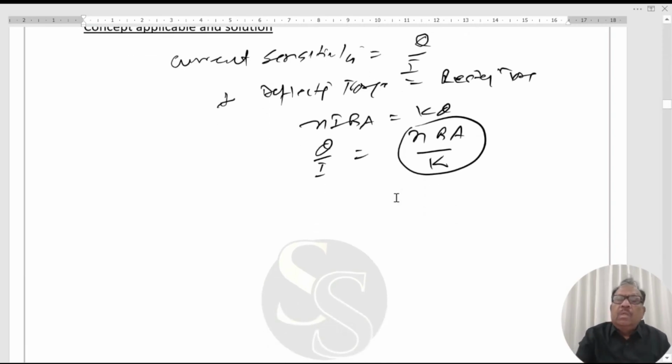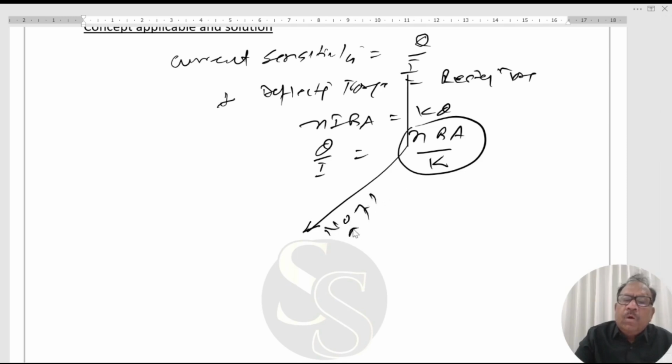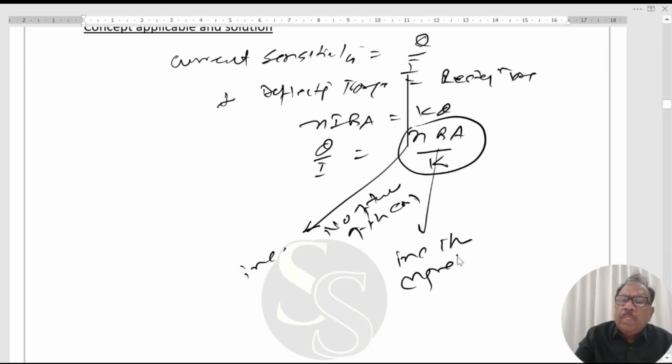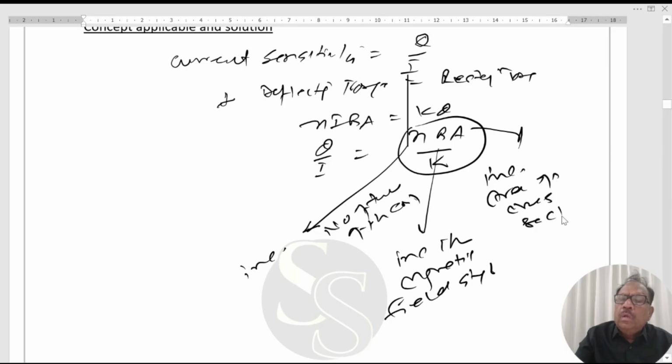Current sensitivity can be increased by increasing the number of turns of the coil, increasing the magnetic field strength applied, and increasing the area of cross section of the coil. Okay.